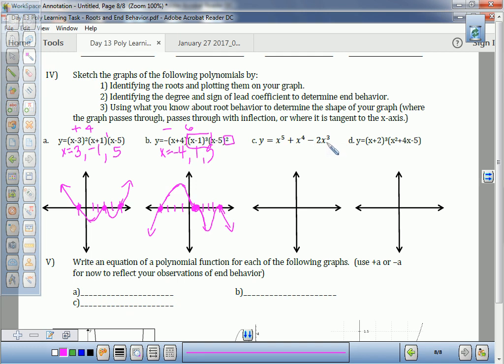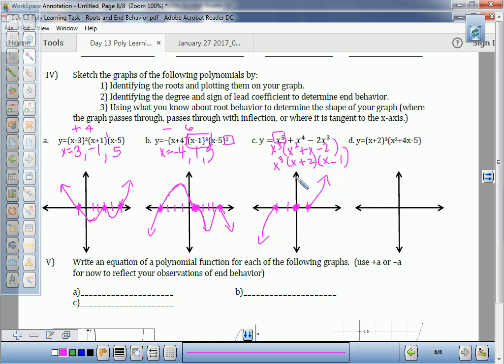All right, this one is not in factored form. We take the GCF out. We factor what remains. And then we can clearly see our x-intercepts. We have one at 0, one at -2, and one at +1. The degree of this function is 5, or we can count here 5. And it's a positive leading coefficient, so it's going to fall to the left and rise to the right.